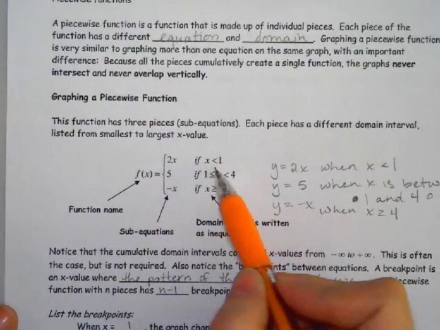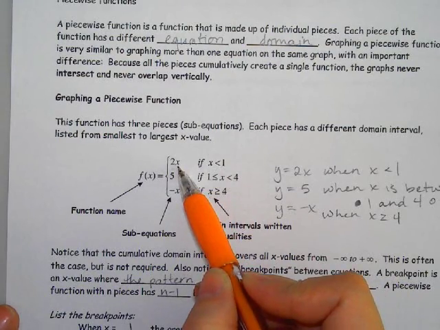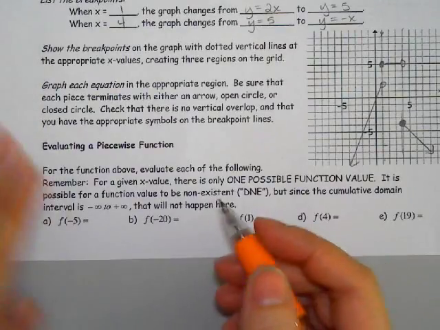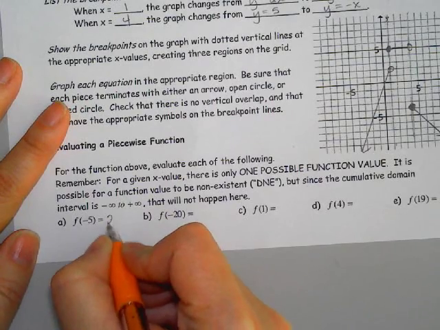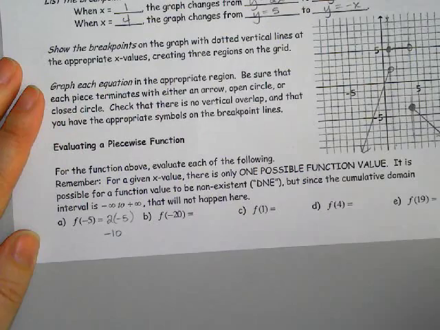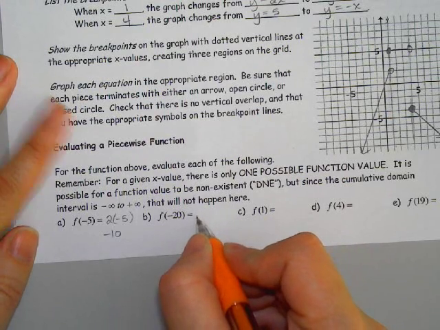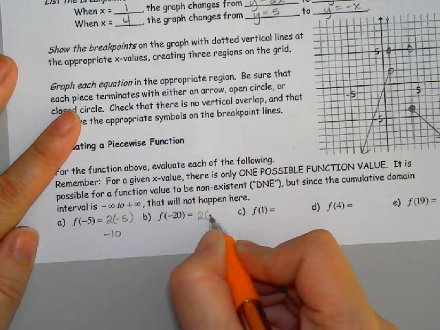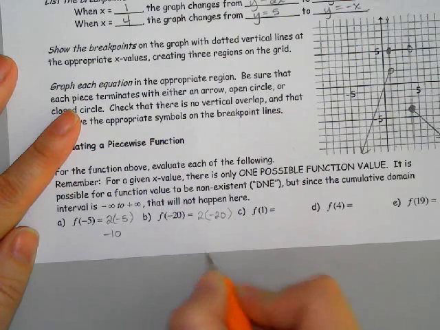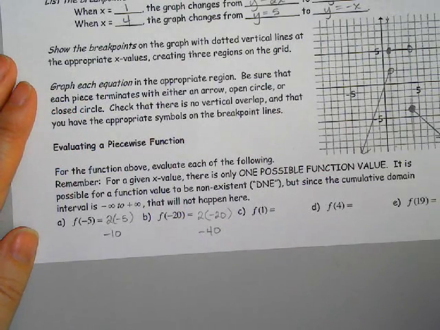So if I check back at my equation, where x is less than 1, y equals 2x. So if x is negative 5, this is going to be 2 times negative 5, which is going to give me negative 10. For f of negative 20, that's again that first part where x is less than 1. So 2 times negative 20, so negative 40. So definitely a situation where you can't use the graph.